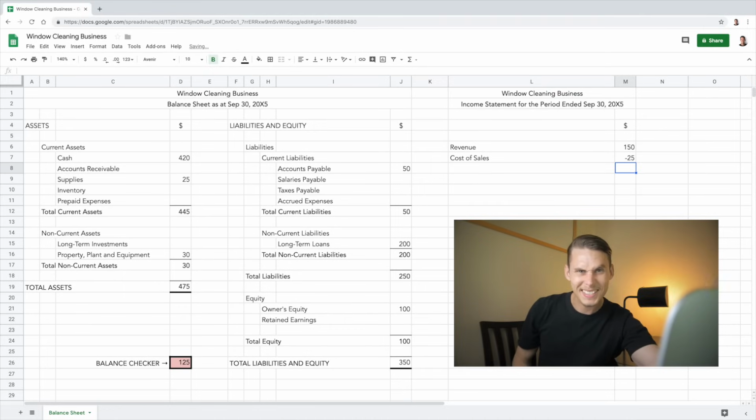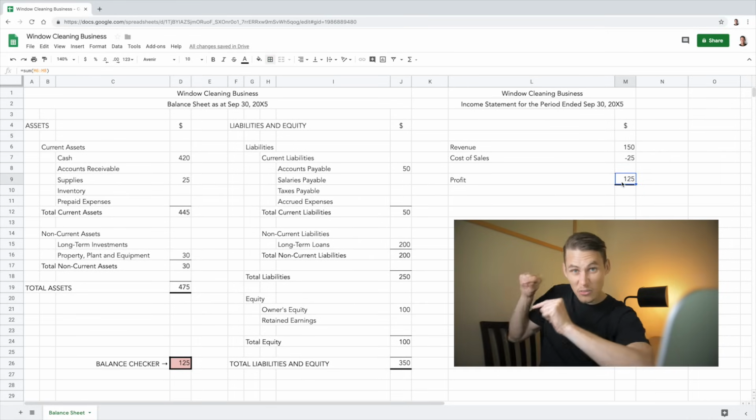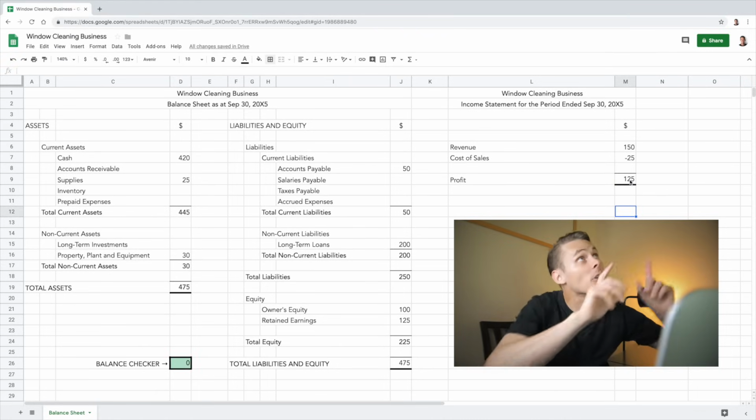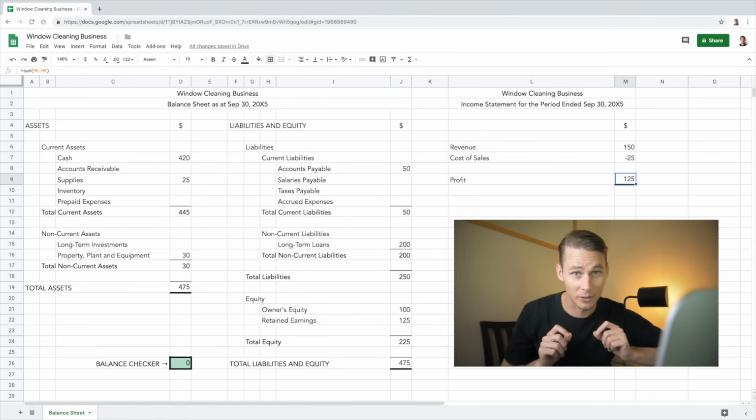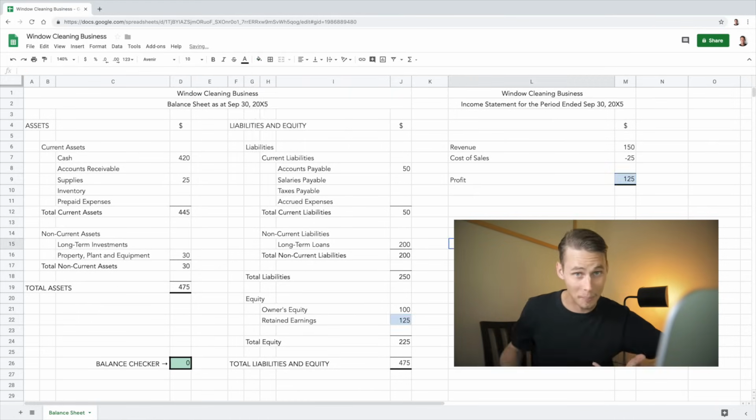But our balance sheet still isn't in balance. How can that be? We need to build a bridge between the profit in our income statement and the retained earnings or profits held for future use in the equity section of our balance sheet. So the $125 of profit in our income statement now flows through the retained earnings and balances our balance sheet.